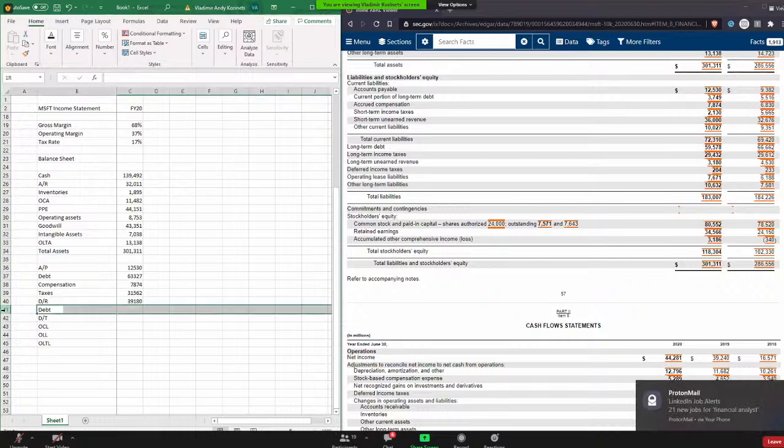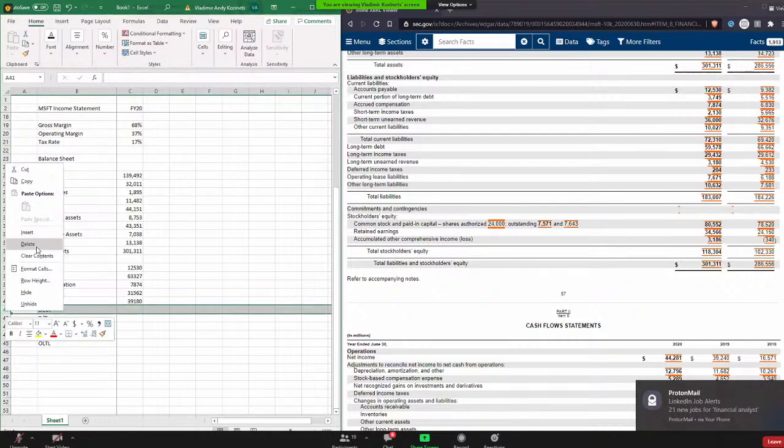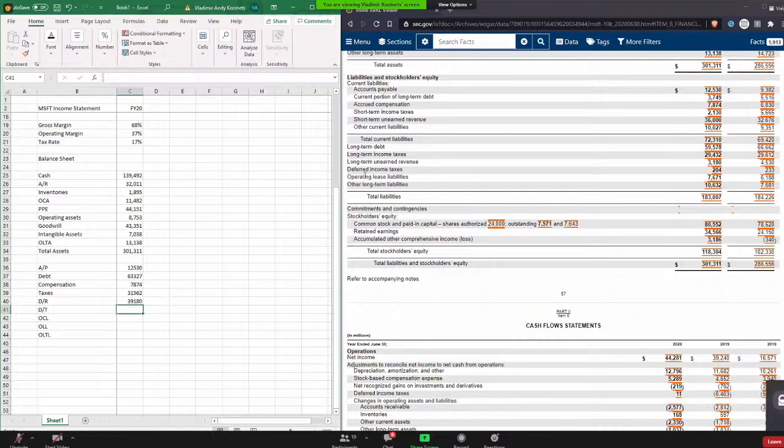Oh wait, I already have a debt section. Deferred taxes. Let's see. Okay, here, deferred income taxes. Other current liabilities, yeah, here we go, 10,027. Operating lease liabilities 7,671. Other long-term liabilities 10,632.